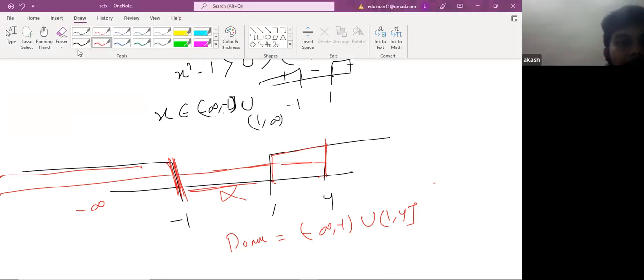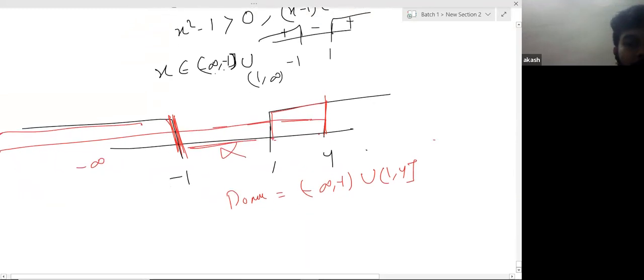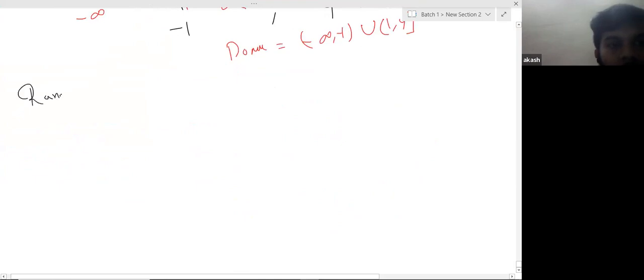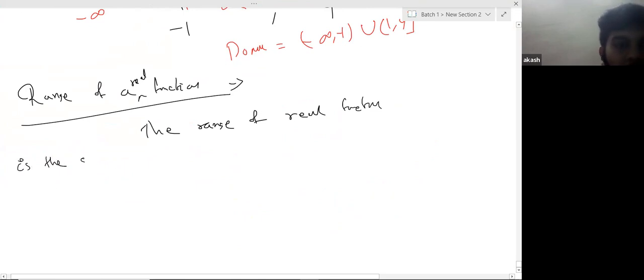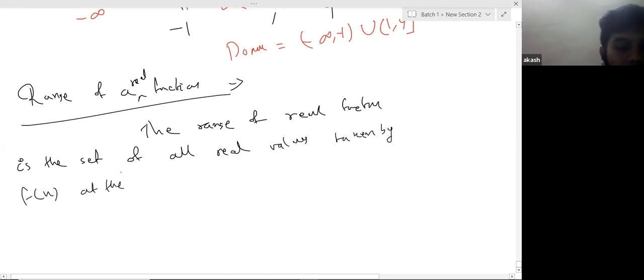Write down the range of a function. The range of a real function is the set of all real values taken by f of x at the points in its domain.